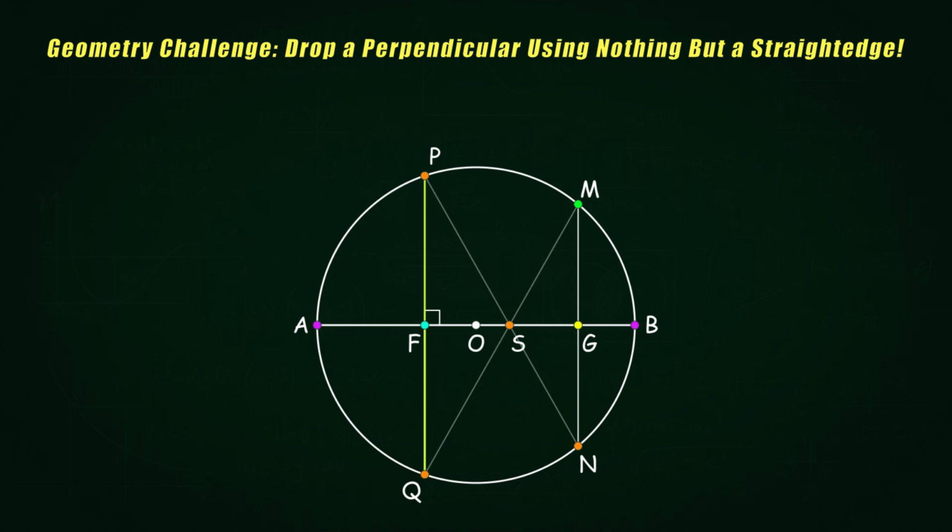Let's see why this works. First, since PQ is perpendicular to the diameter, these two small triangles are congruent, meaning these two angles are equal. Based on the property that angles subtended by the same arc are equal, these two angles are also equal. This gives us three equal angles. With alternate angles being equal, PQ and MN must be parallel. Because PQ is perpendicular to AB, MN must also be perpendicular to AB.